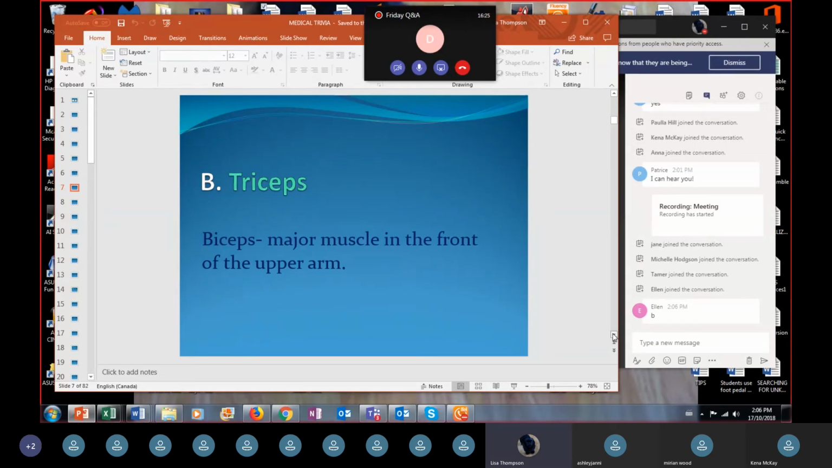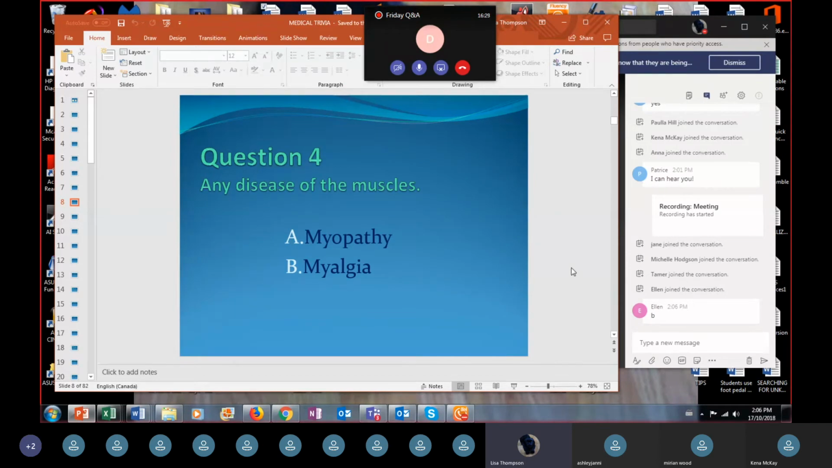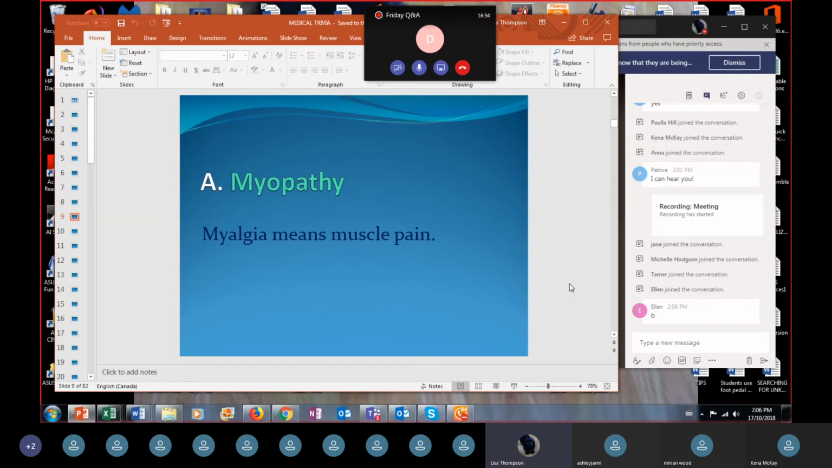Question 4 is any disease of the muscles. A, myopathy, or B, myalgia. The answer would be A, myopathy. Myalgia means muscle pain. So remember the algia, that always means pain. So just remember your prefix.